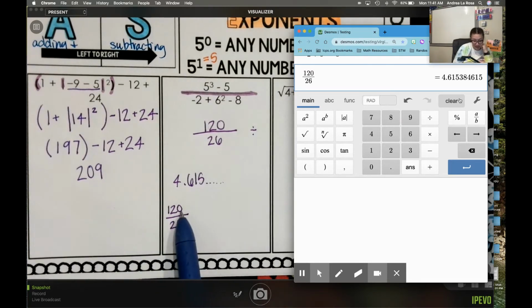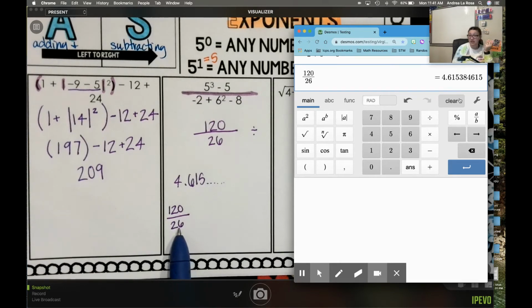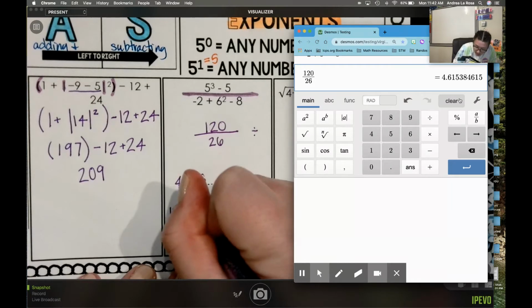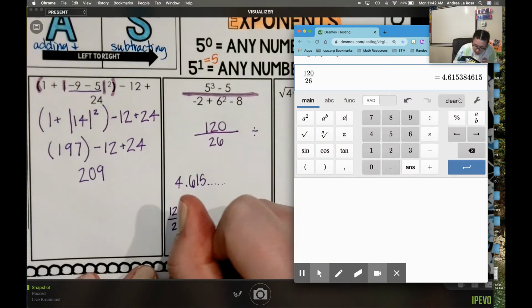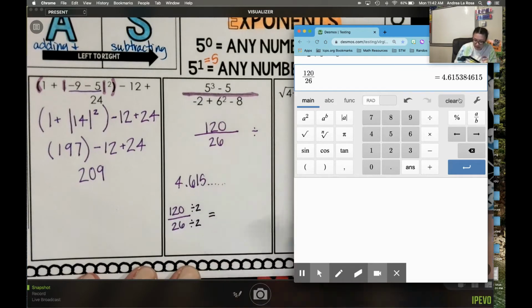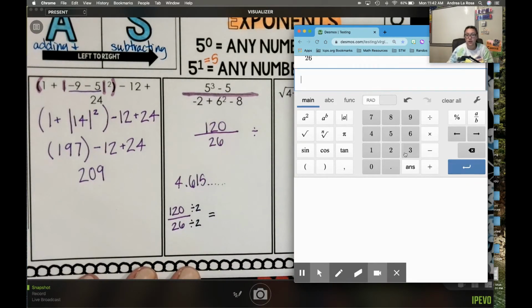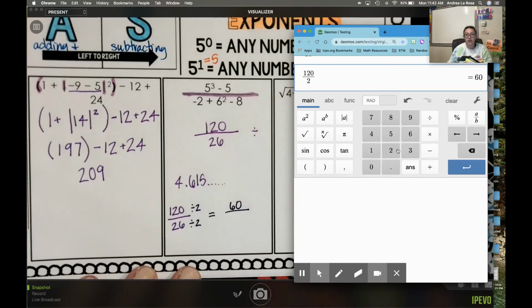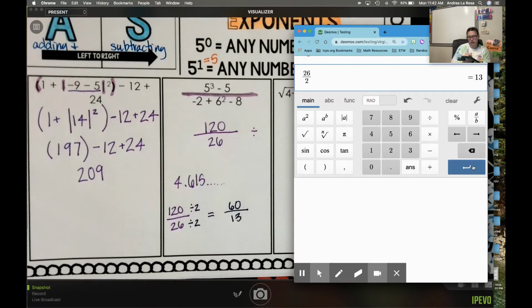Right off the bat, I see they end in a 0 and a 6. That makes them even numbers. So what number goes into even numbers perfectly? 2. So I'm going to divide my numerator by 2. I'm going to divide my denominator by 2. And let's see what I get. I'm going to do 120 divided by 2. And I get 60 for my numerator. And then 26 divided by 2 for my denominator. And I get 13. Can I simplify 60 over 13?